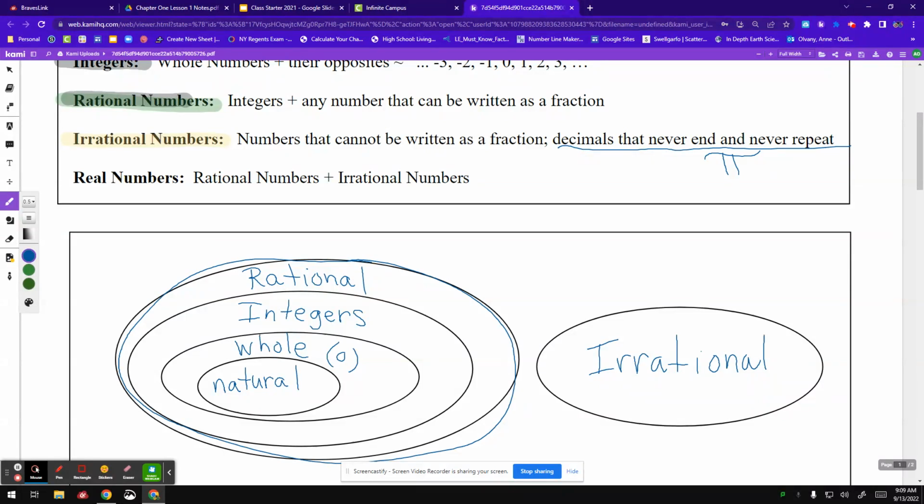So pi comes because, no matter what size circle you have, if you measure all the way around, anyone know what that's called? The circumference. And you divide it by all the way across, anyone know what that's called? The diameter. You always get 3.1415926. Always, no matter how big or small your circle is.